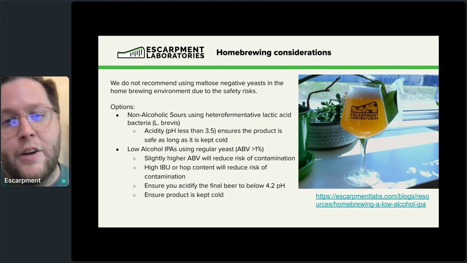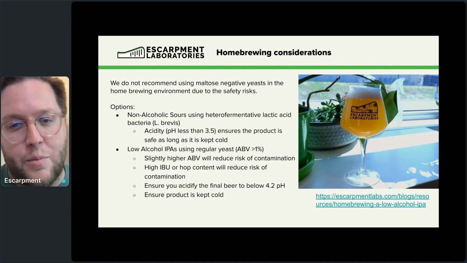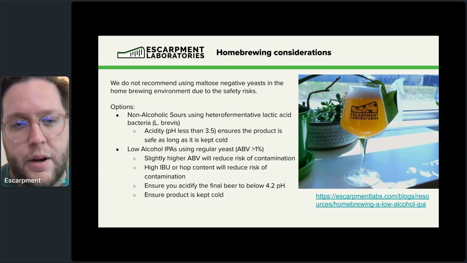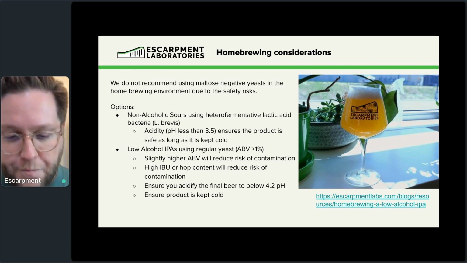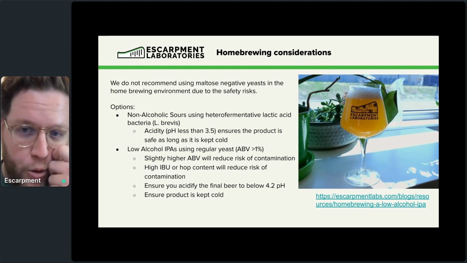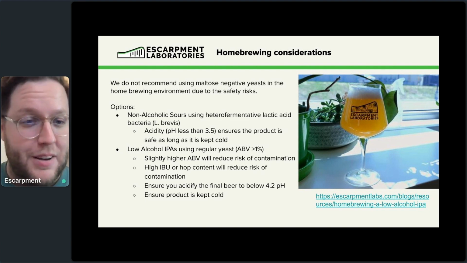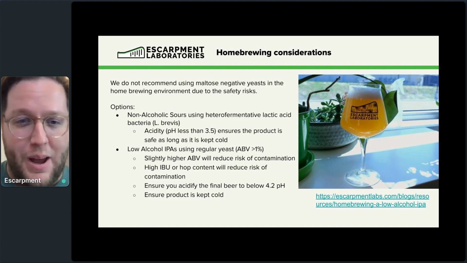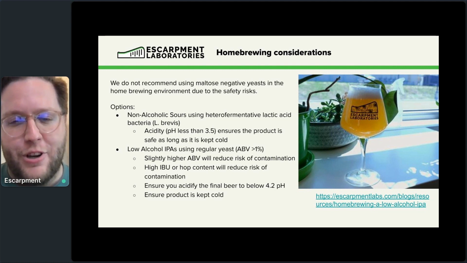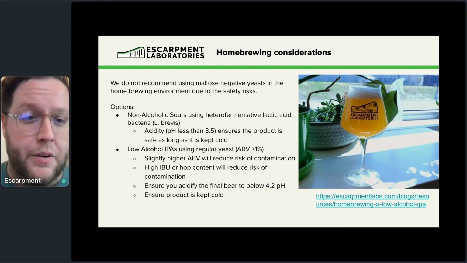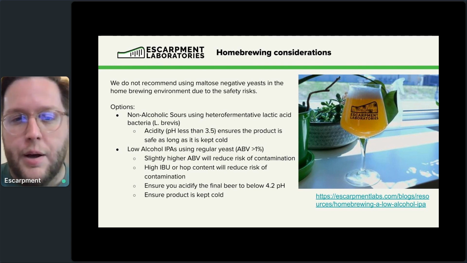Like if your pH meter isn't properly calibrated, then there's a risk of you getting bad stuff growing in your beer. In home brewing, it's pretty difficult to pasteurize. I have seen people do it in interesting ways. But in general, I think that there's some other ways that you can get low alcohol beers made at home that are safe and easier.